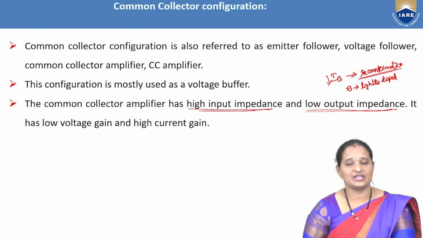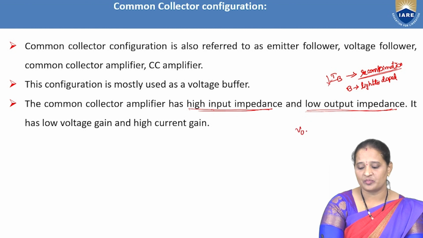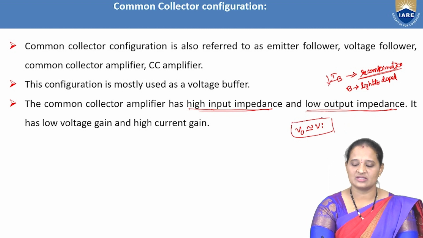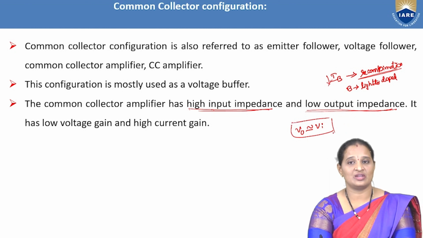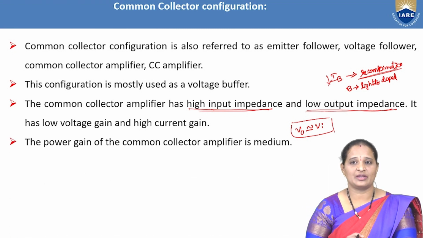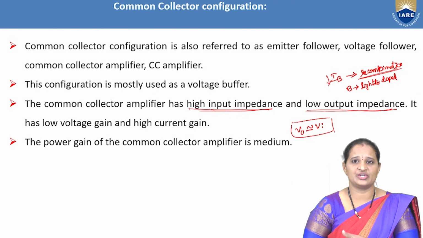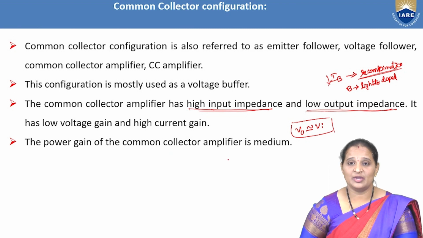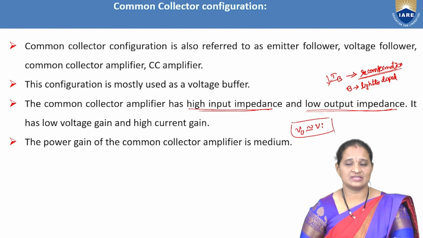And it has low voltage gain. As I told you, the output voltage is approximately equal to the input voltage. Is there any amplification done? No. So that is why we can say that the voltage gain is very less, whereas the current gain is very high. So that means the common collector amplifier has high input impedance, low output impedance, low voltage gain and high current gain. And the power gain of the common collector amplifier is medium, that is moderate, in between common base and common emitter configuration.